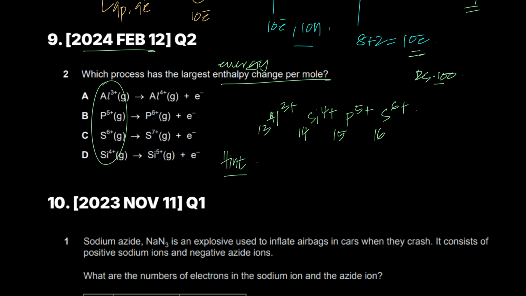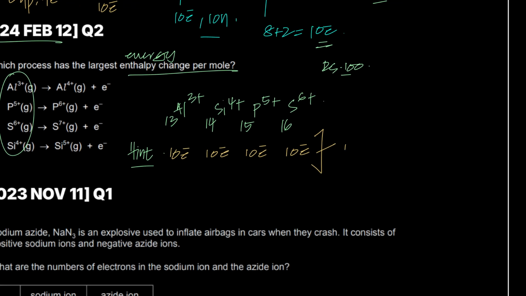How many electrons does this have? 10 electrons, 10 electrons, 10 electrons, and 10 electrons. They all have 10 electrons. Do you want me to give you the last hint? Come on, guys. I've taught this. They have the same number of electrons. Shabash. Then what do you need to look at? They're across the period. If they have the same number of electrons, what are they called? They're all called isoelectronic.